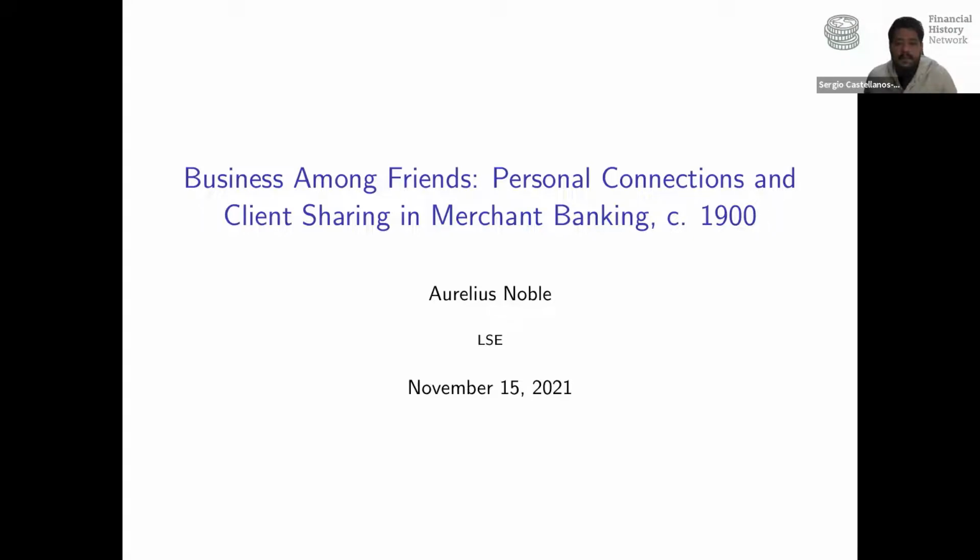Today, it is my pleasure to host Aurelius Noble, who will be presenting his paper, Business Among Friends, Personal Connections and Client Sharing in Merchant Banking, circa 1900. Aurelius is a third-year PhD candidate in the Department of Economic History at the London School of Economics. His research focuses on the role of community and social capital in banking during the first globalization. He mostly uses quantitative methods, particularly network and demographic analysis, which we'll be seeing today.